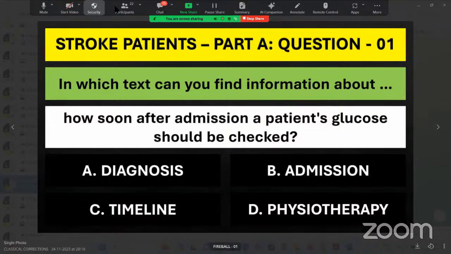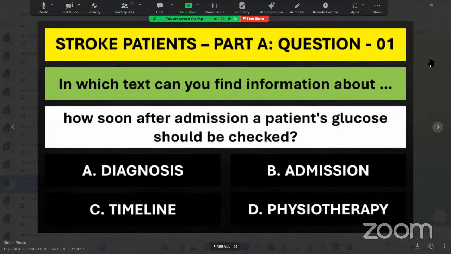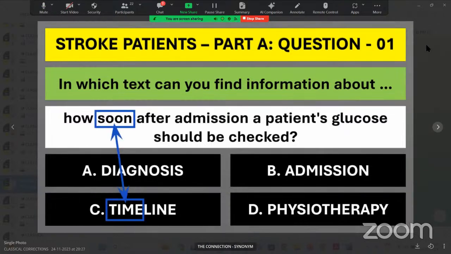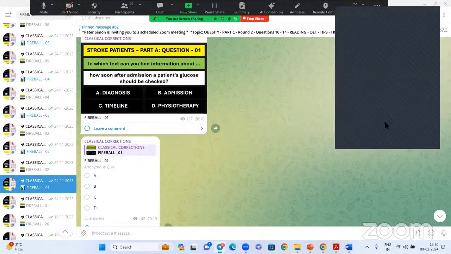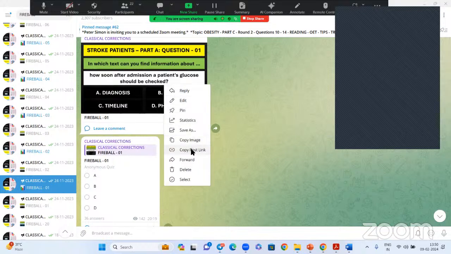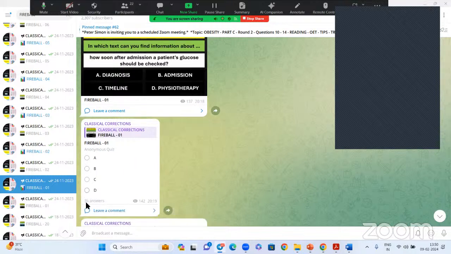Yes, 15 students have given the answer. That's a good point. Now let us check. Yeah, this is the point. Copy post link. Yeah, this is the post link. Go there. Pick your answer: A, B, C, or D. Click on the bubble and update the score here.